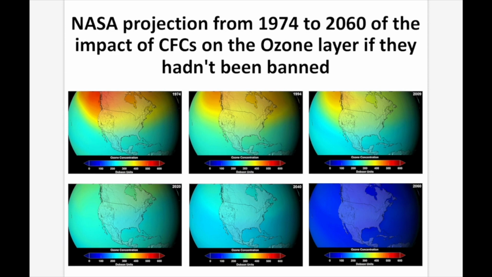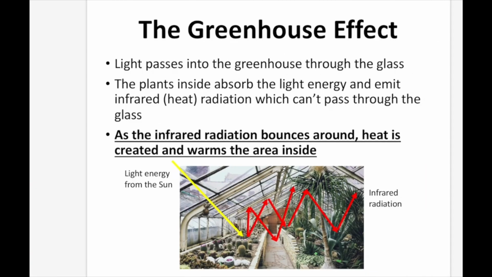So you can see as we go from 74 to 94, you have a little bit less orange and red up in North America. As we go to 2009, you get even less, and then you can see all the way down to 2060, there's pretty much no ozone left. So what they're saying here is that if CFCs hadn't been banned, we would have decimated our ozone layer in less than 100 years.